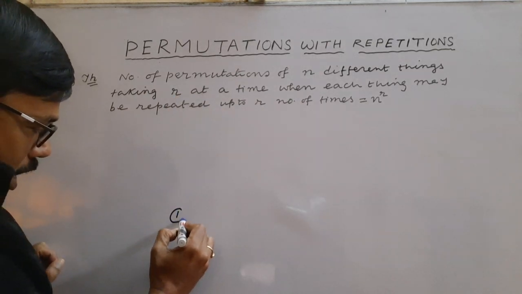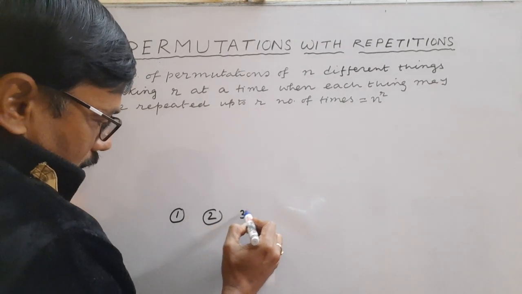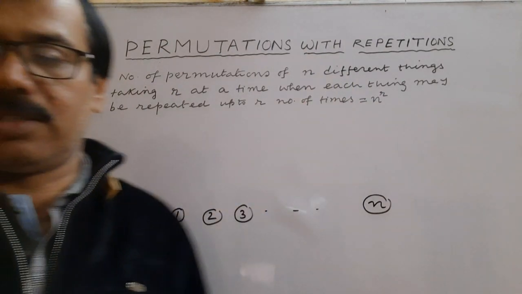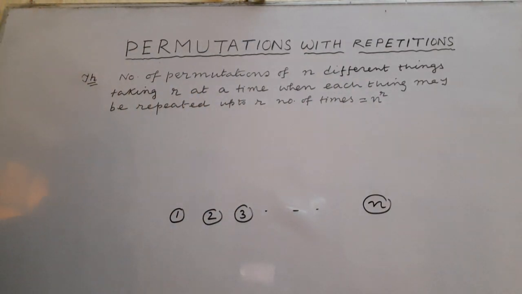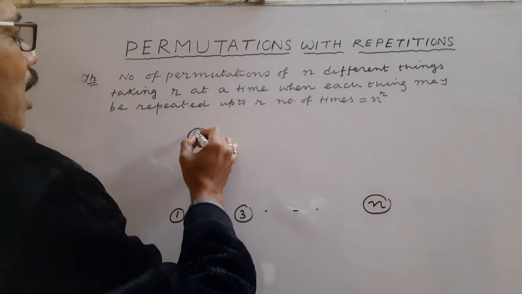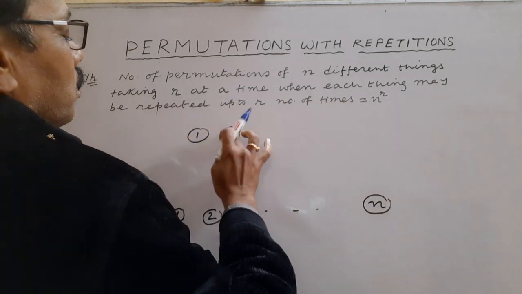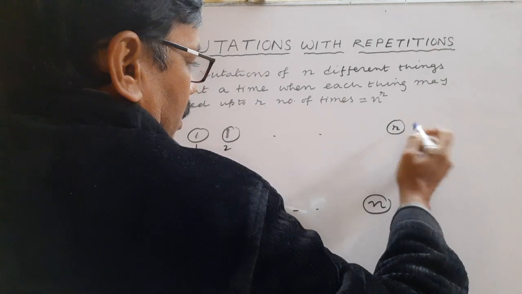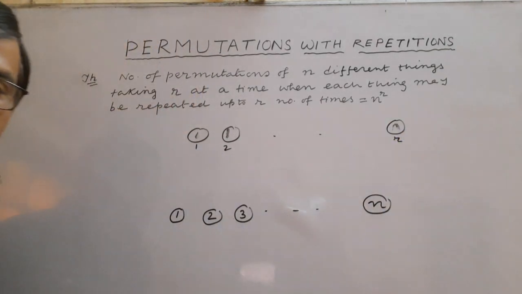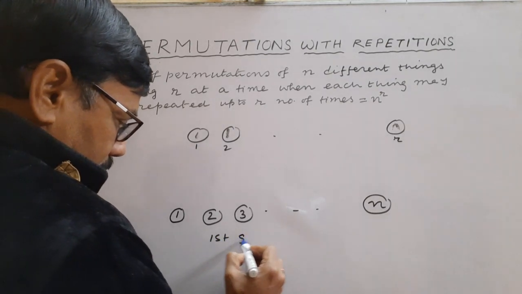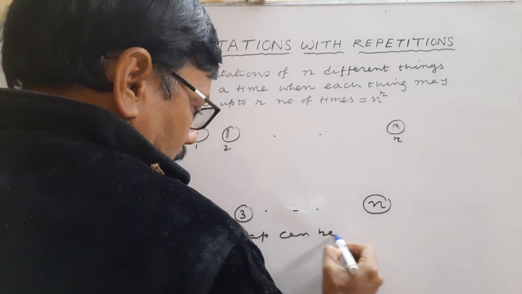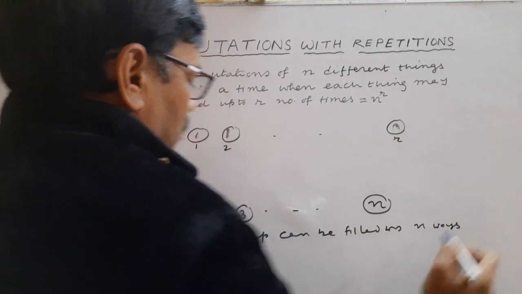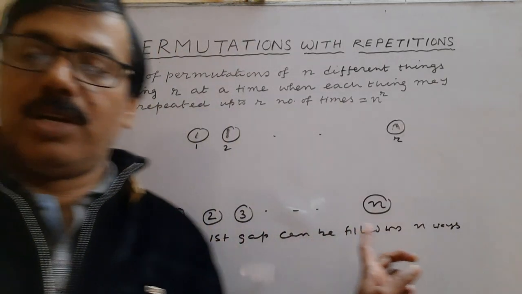Suppose there are 1, 2, 3, n different things, n different things. And suppose there are r gaps, 1, 2, r gaps. So the first gap can be filled in n ways, because we can take any one of n things.